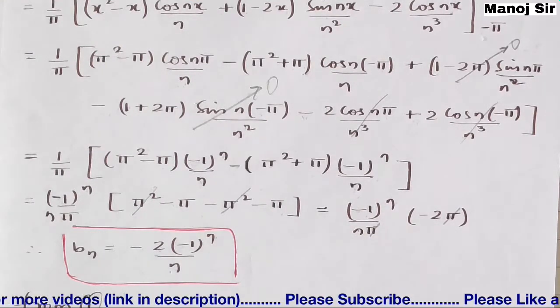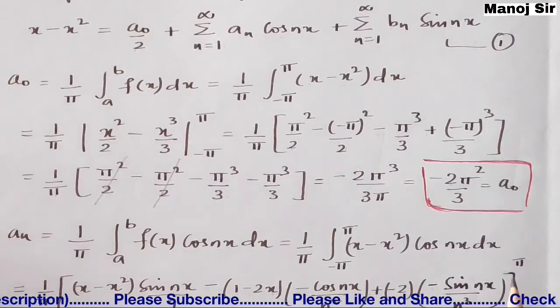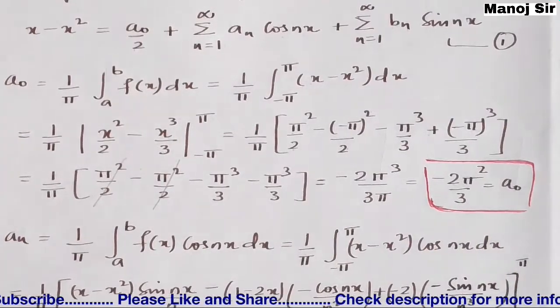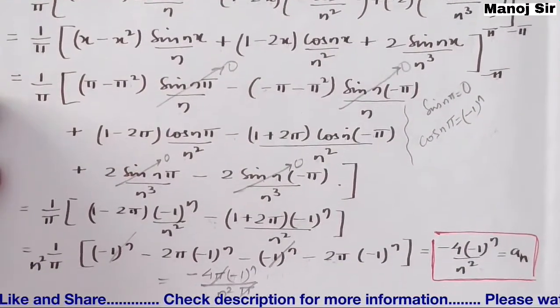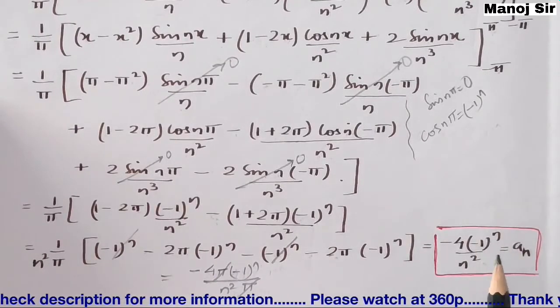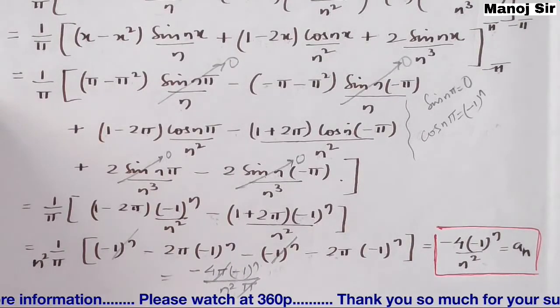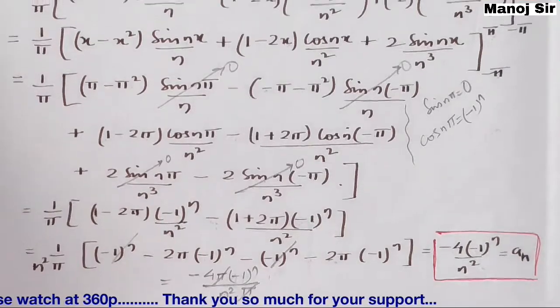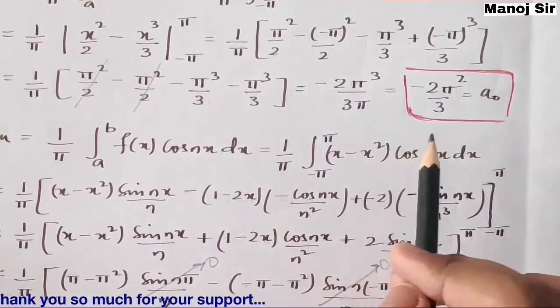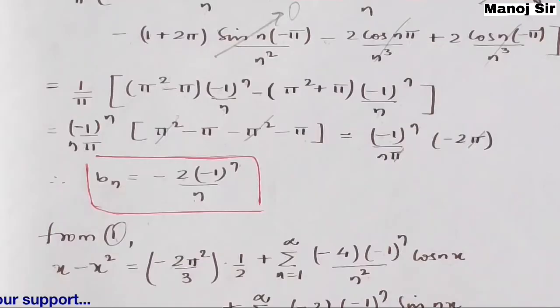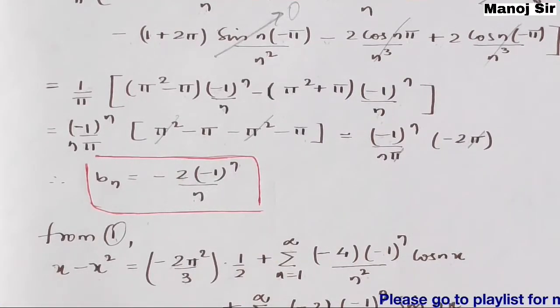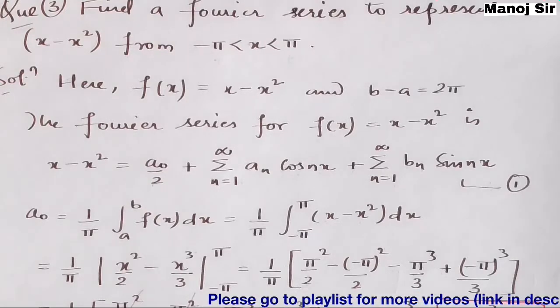So we have a naught, which equals this much, and the value of b naught is this much. This is the value of an, this is the value of a naught, and we also have the value of bn, which equals this much. So we'll put the values of a naught, an and bn in equation number 1. What is equation number 1?